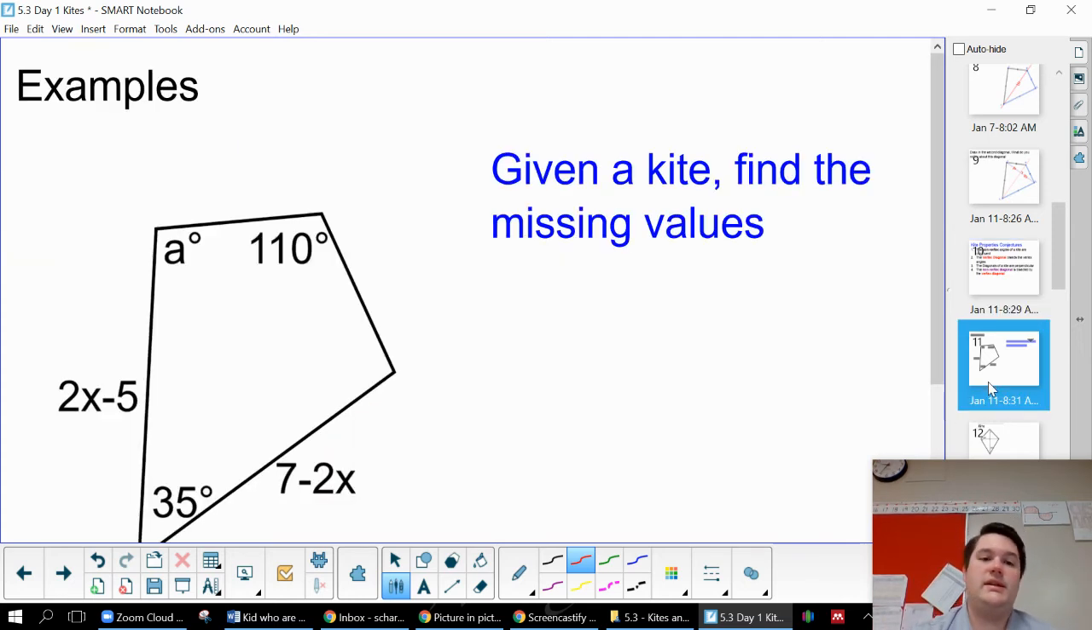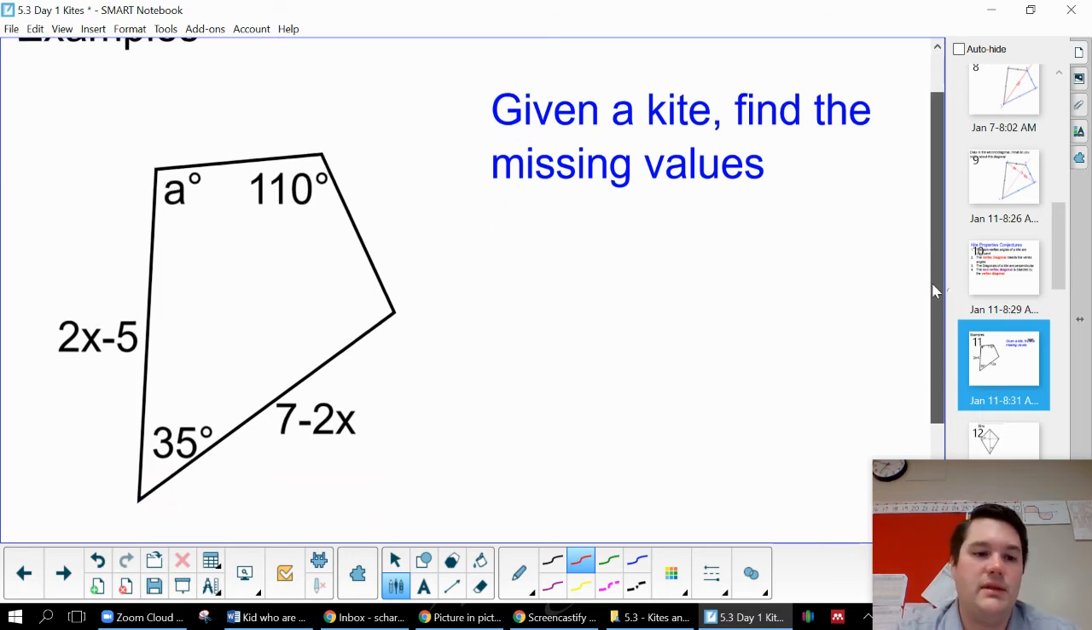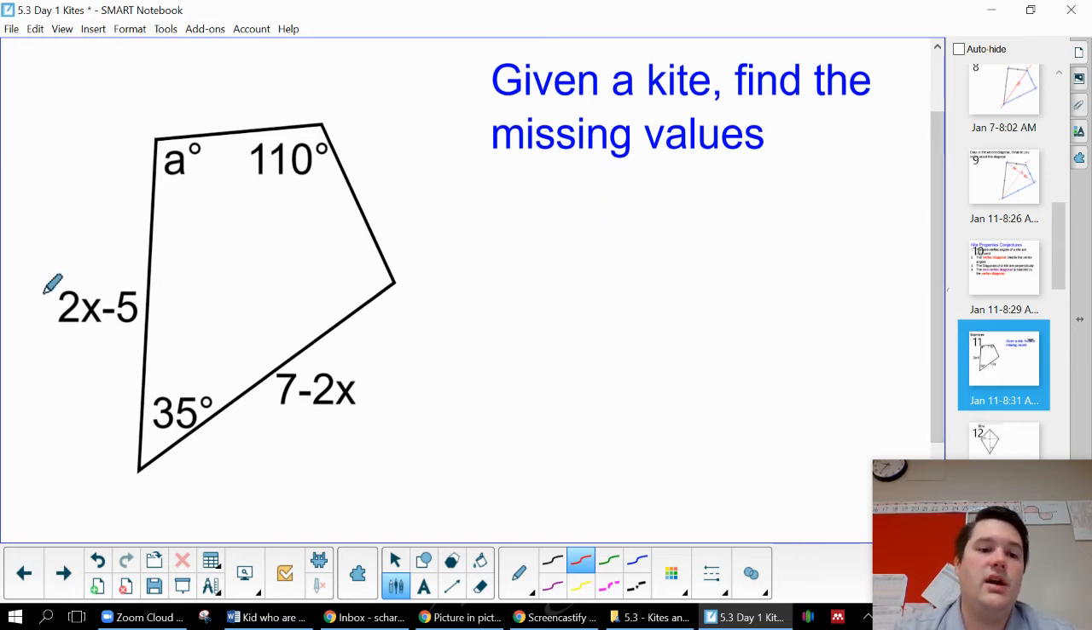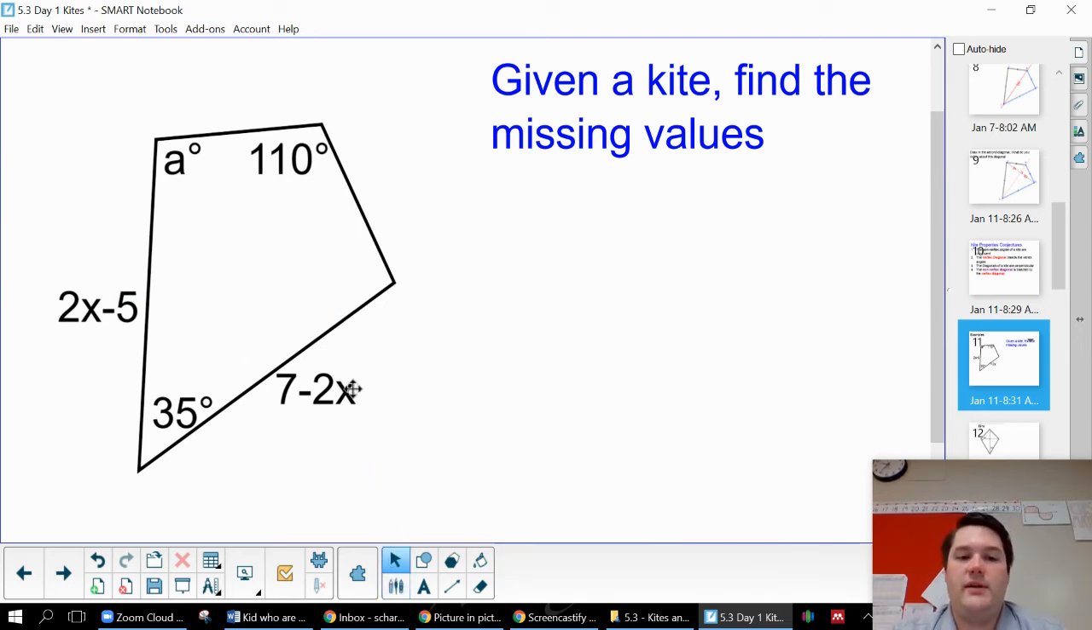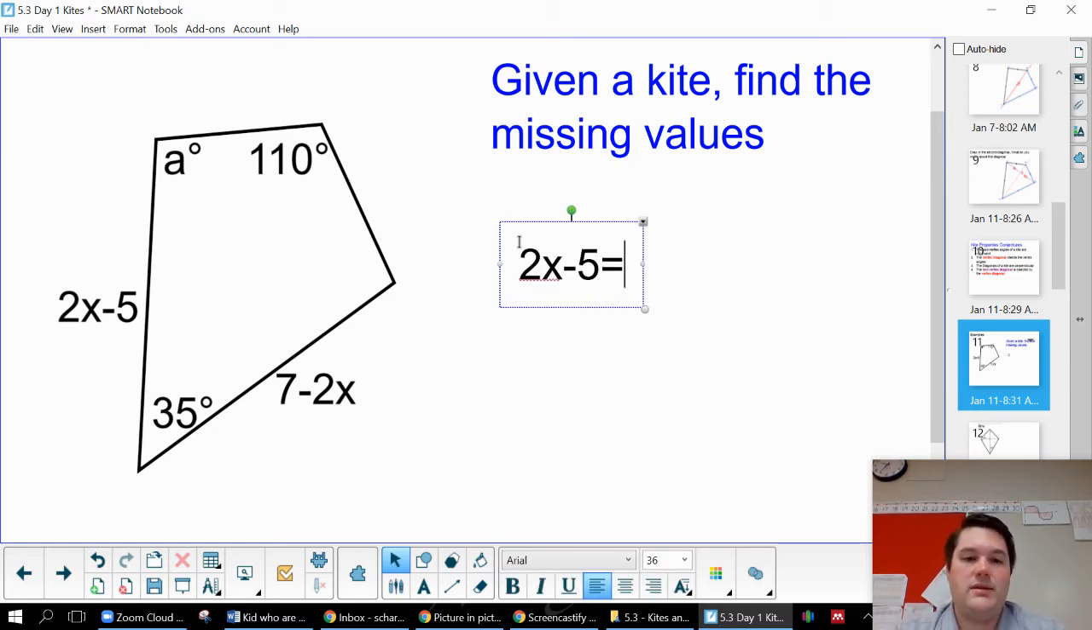So questions you're going to see on these might look something like this. We've got a kite here, and we've got some missing values. How can we go about finding these missing values? Well, let's start with the sides here. If this is actually a kite, then we know that these two sides are equal. So that would let us solve an equation. If 2x minus 5 and 7 minus 2x have to be the same, well, we get to say that 2x minus 5 equals 7 minus 2x.